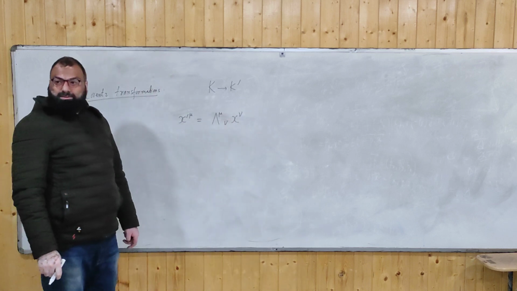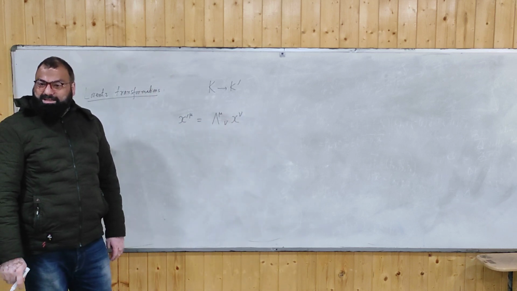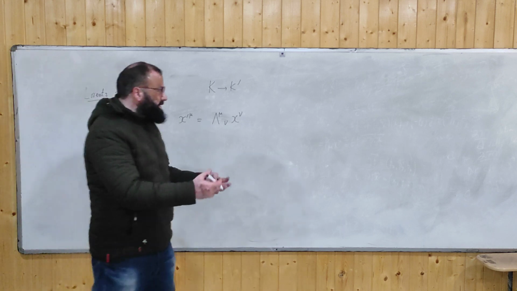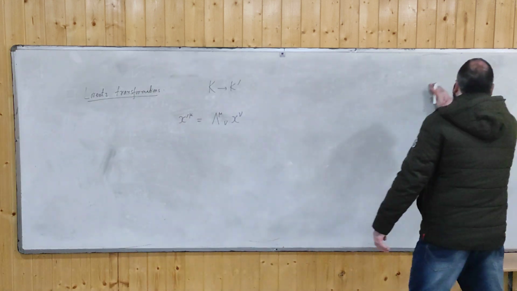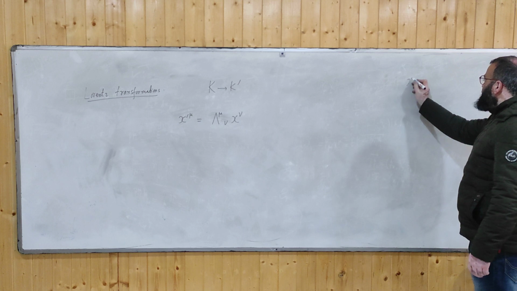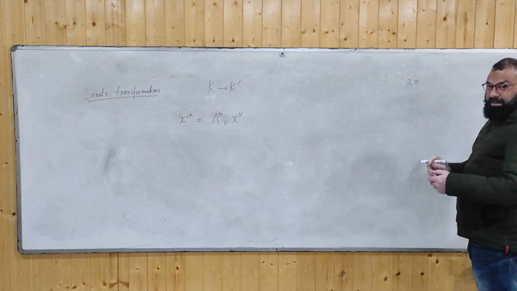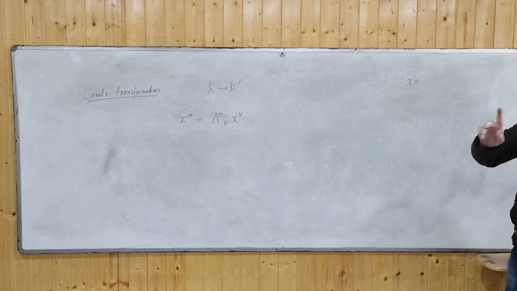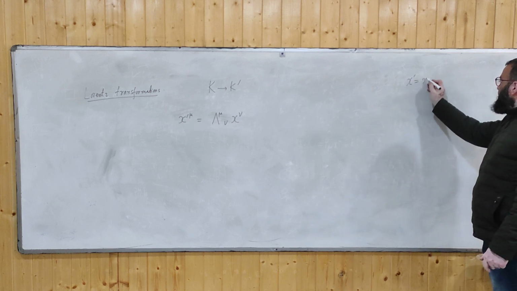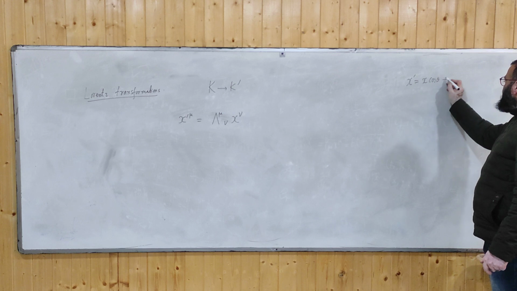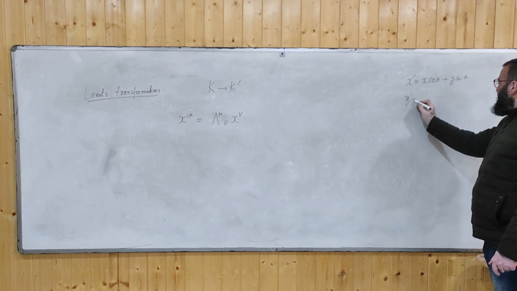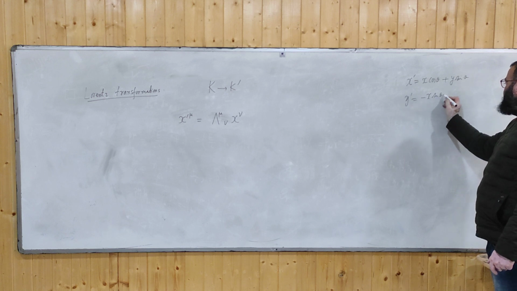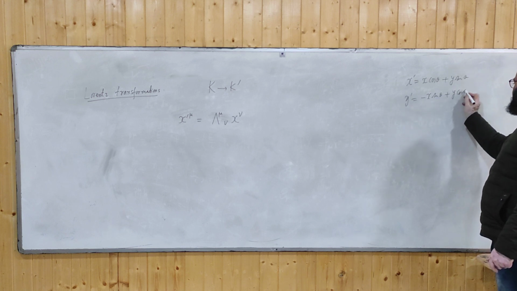Clear? So where lambda mu nu is a transformation matrix. Let me revise briefly. In the 2-dimensional space, if you rotate your coordinate system, the coordinates are related like this: x prime is x cosine theta plus y sine theta, and y prime is minus x sine theta plus y cosine theta.